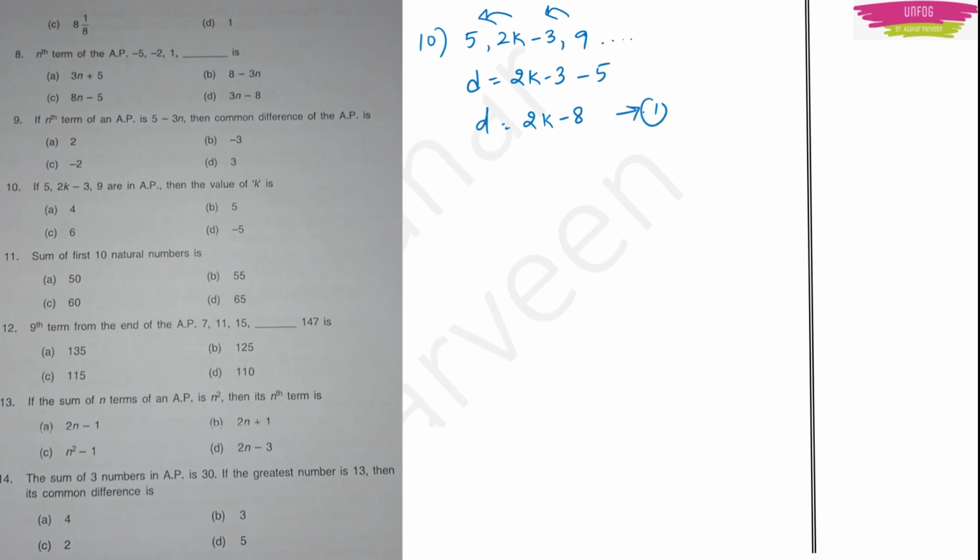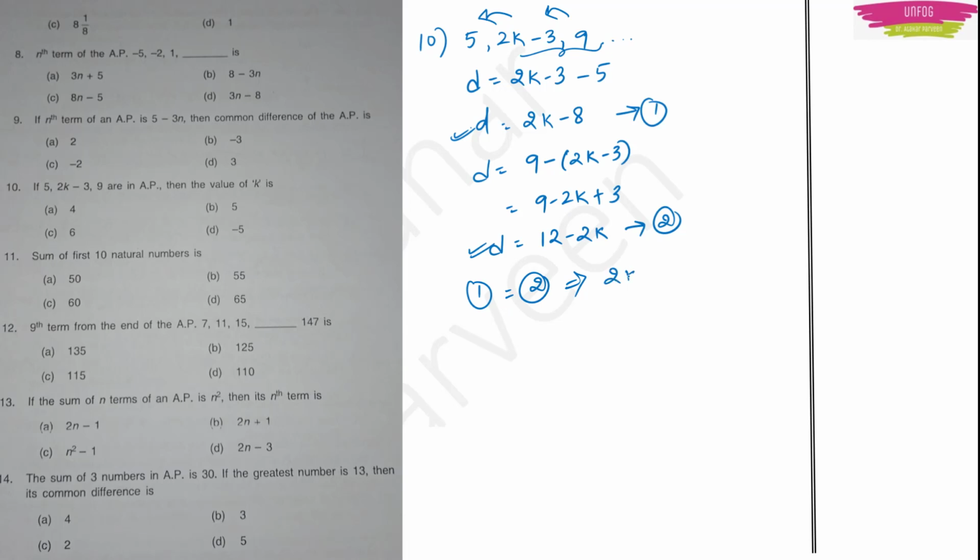Let me have this as 1. Now I will go for these two terms. It will be equal to 9 minus (2k minus 3), third term minus second term. It will be 9 minus 2k plus 3, or D will be equal to 12 minus 2k. This will be my second equation. Now common difference is same, right? Because it is common. For one arithmetic progression, both the D's will be same. So I can equate 1 and 2. 1 should be equal to 2. That's why 2k minus 8 will be equal to 12 minus 2k.